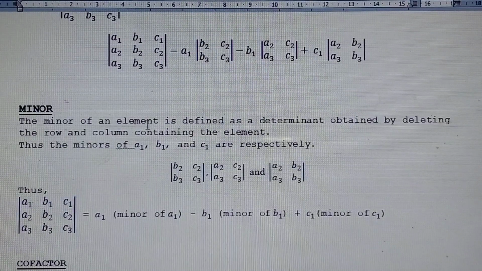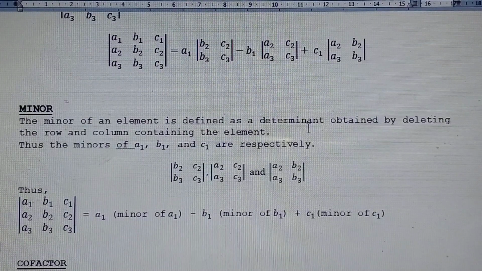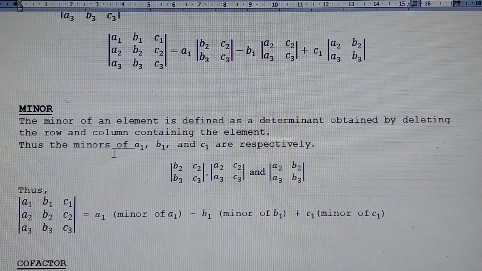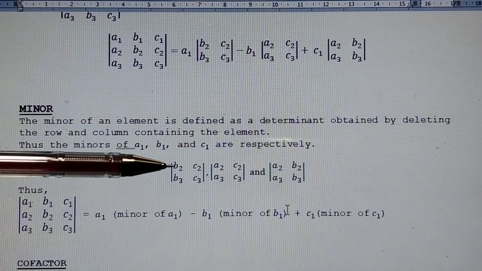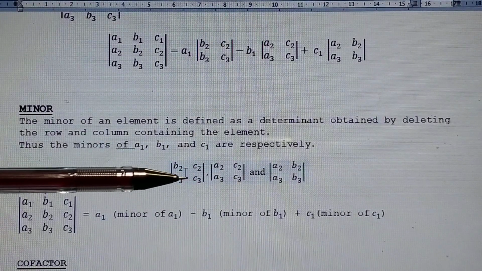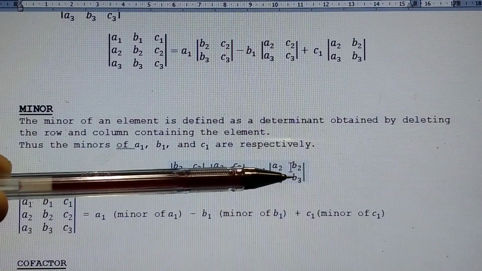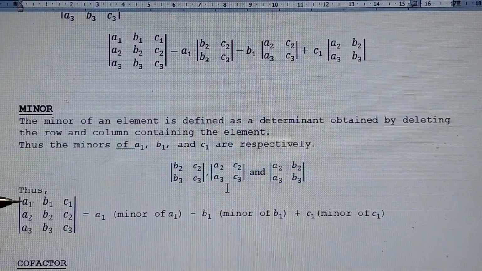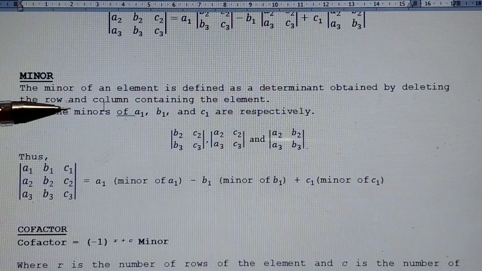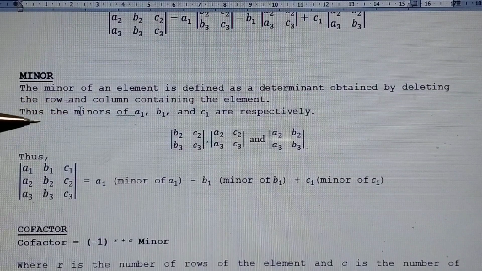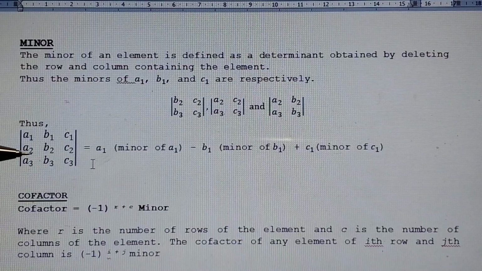The minor of an element is defined as determinant obtained by deleting the row and column containing the element. Thus, the minors of A sub 1, B sub 1, and C sub 1 are respectively, ito na daw siya. So, paano nakuha yon? So, let us apply yung sinabi na i-cancel natin or delete the row and the column kung saan yung location nun.